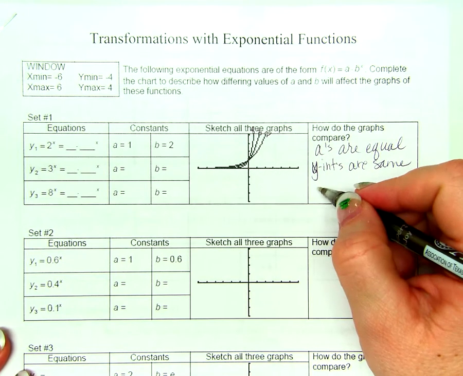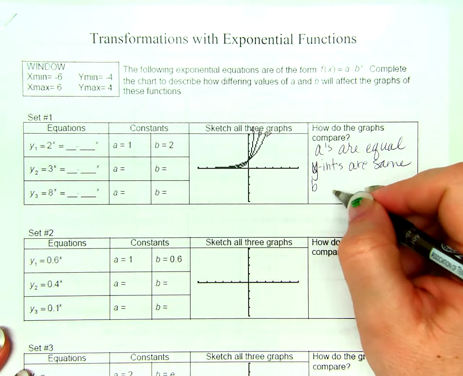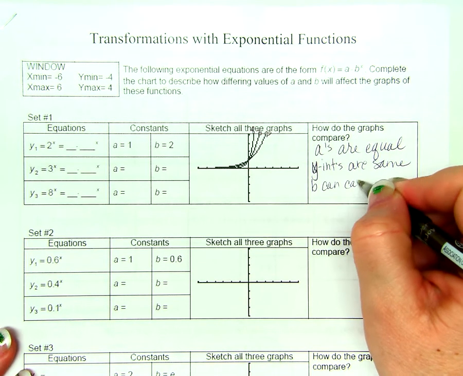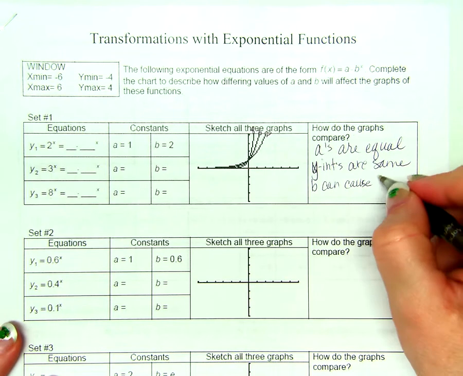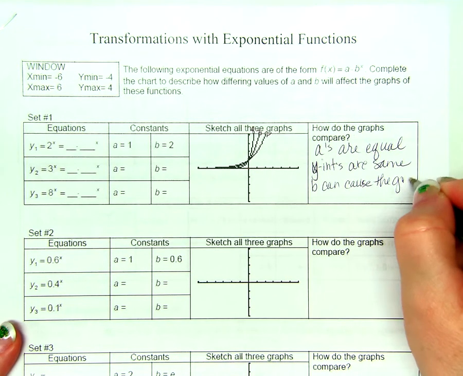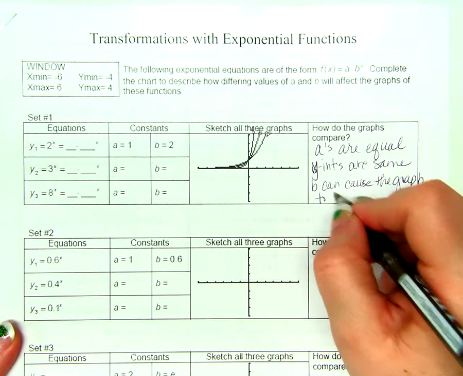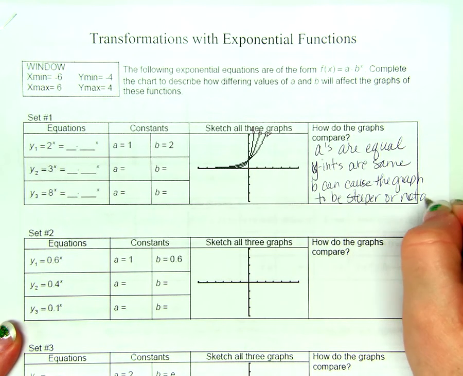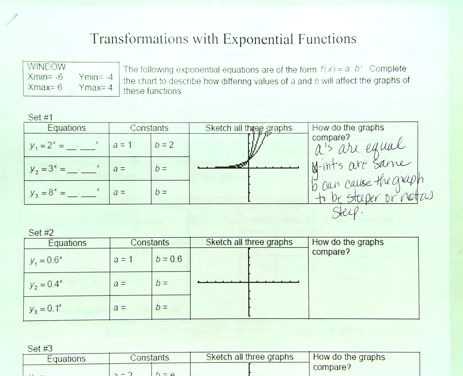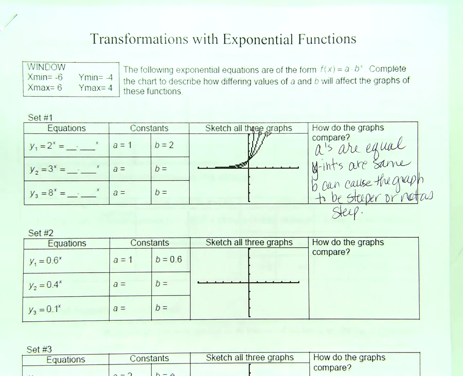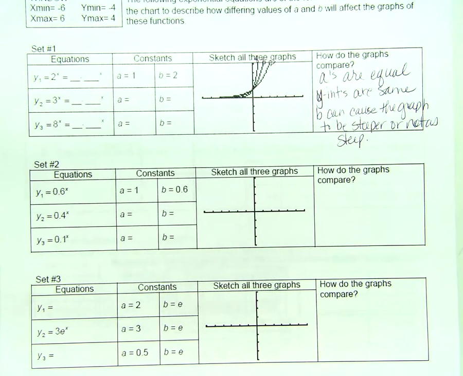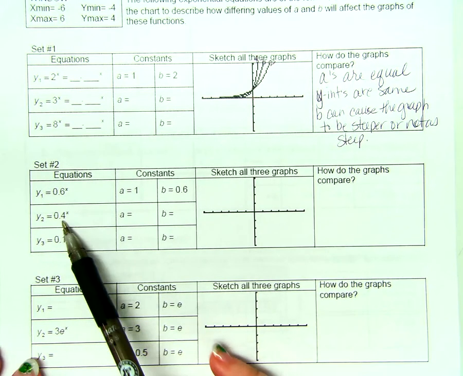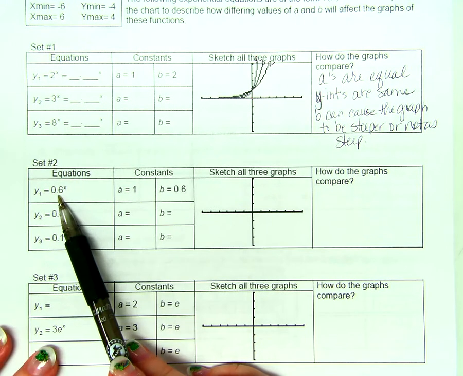So the base, so b, can cause the graph to be steeper or not as steep. How about that? Does that work for you while still using some good vocabulary? Okay, good. So what about set 2? What changes here? The b again, right? So guess what's happening here?